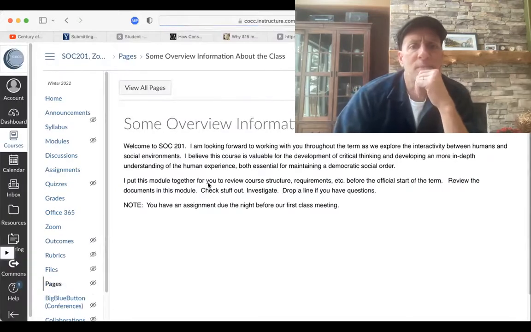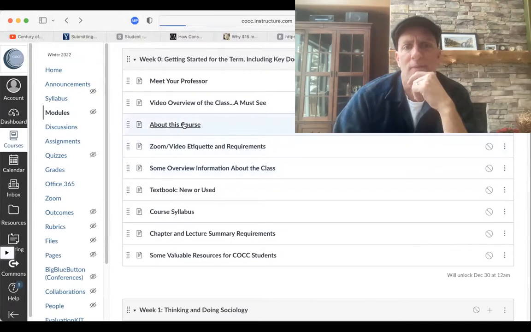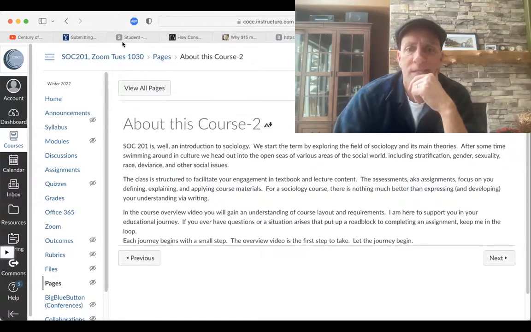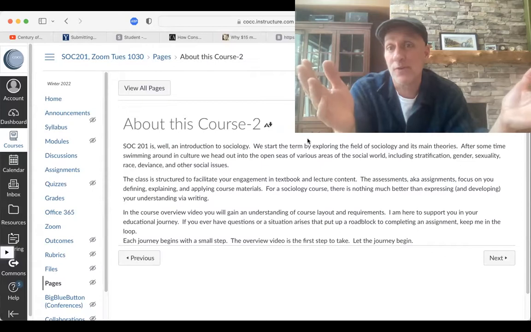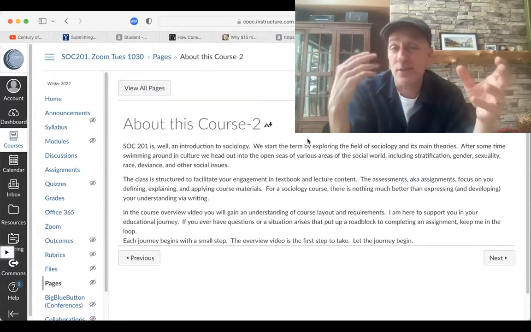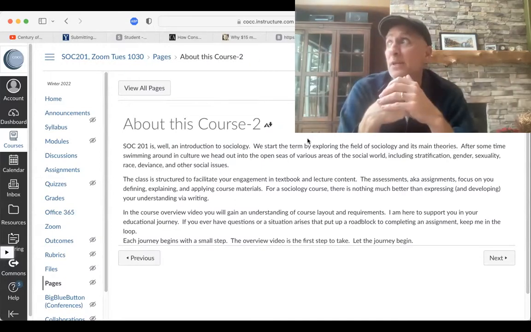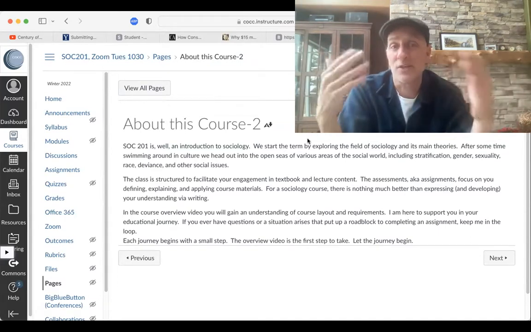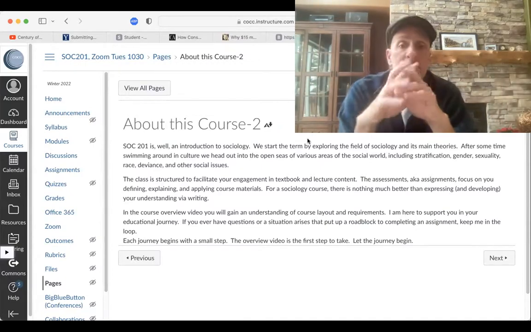Some overview information about the class. There's a little bit of overview. Let's see. There's this about this course. It's maybe just a little bit of information about the class. Basically, the first part of the term, we get into social theories to explore what is sociology. And then after diving into culture and language and human behavior, we start getting into more of the macro level, start looking at stratification, gender, sexuality, race, deviance, and a lot of other social issues.